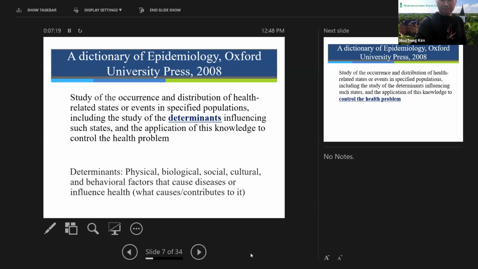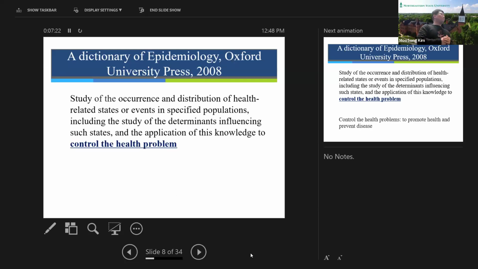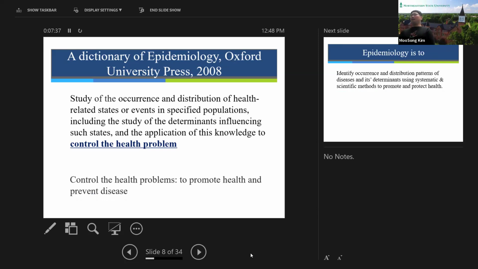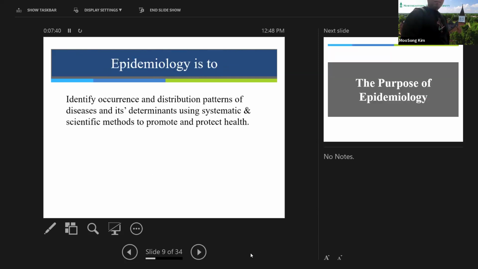Very good. And then the last one, control the health problems. What is the meaning of this phrase? Control the health problems means promote health and prevent disease, right? So we briefly talked about what epidemiology is. Epidemiology is to identify occurrence and distribution patterns of disease and its determinants using systematic and scientific method to promote and protect health.